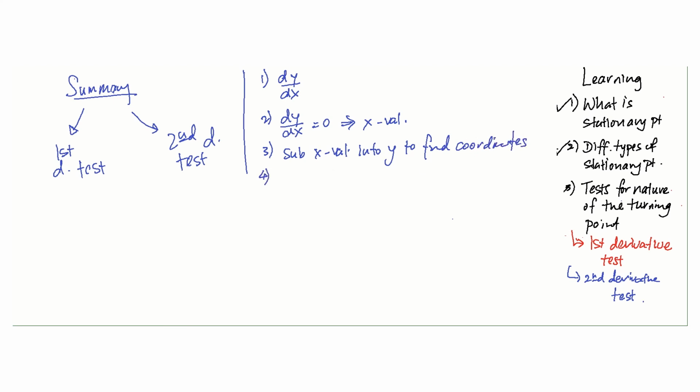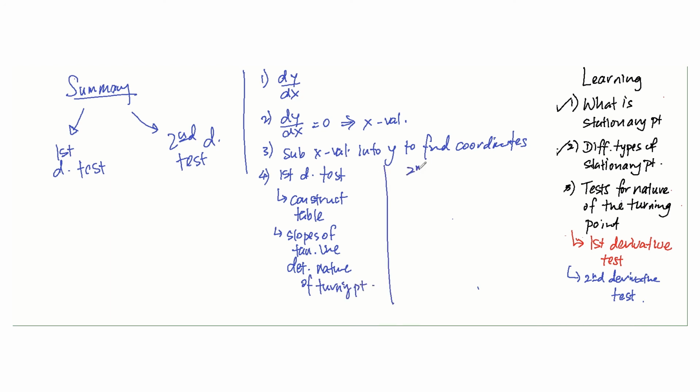And number 4, we need to apply either the first derivative test method, where I need to construct a table and make use of the shape of the slopes of the tangent, which will determine the nature of the turning point. Of course, then you have the second derivative test method.